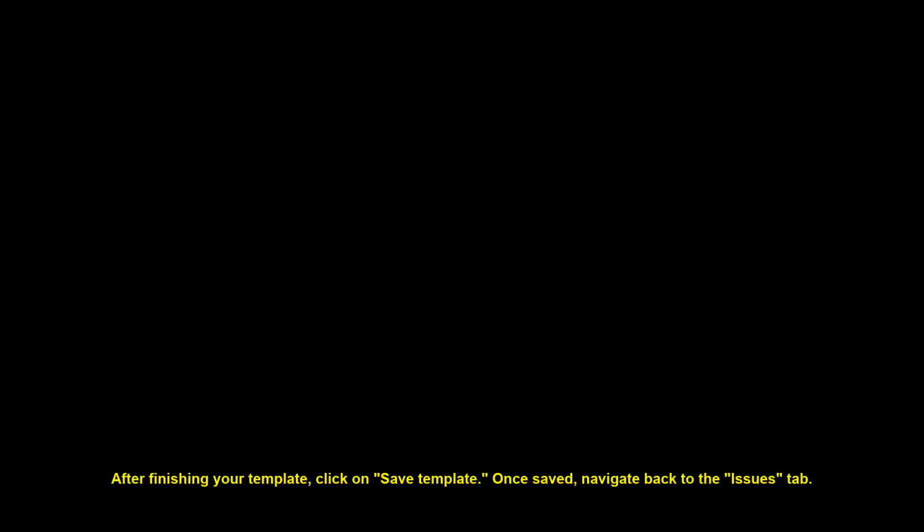For example, you might want to include sections for description, steps to reproduce, or expected results. You can also add labels. After finishing your template, click on Save Template. Once saved, navigate back to the Issues tab. You should now see an option to use your newly created issue template.